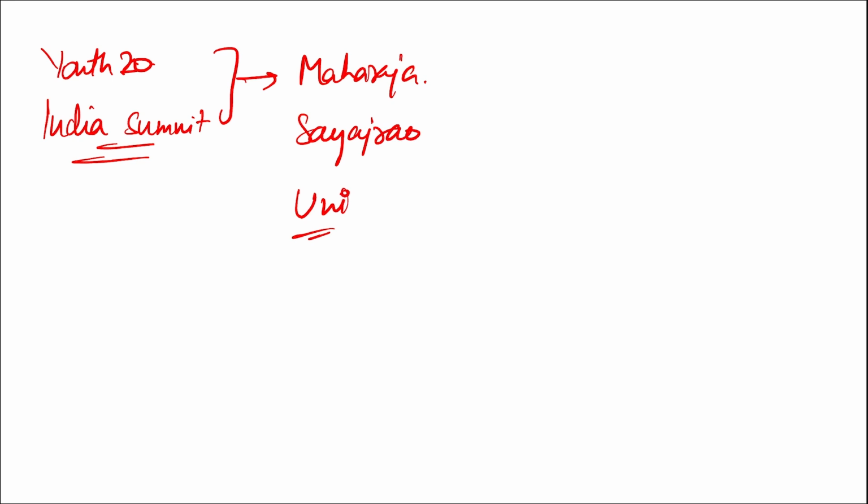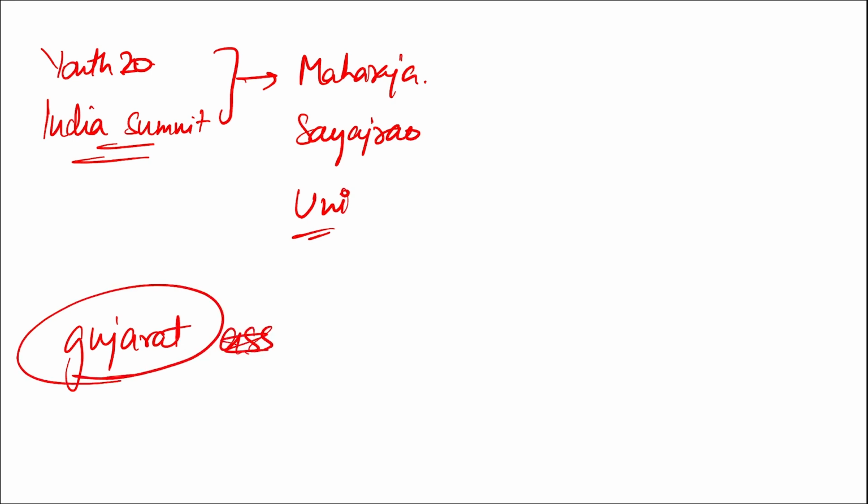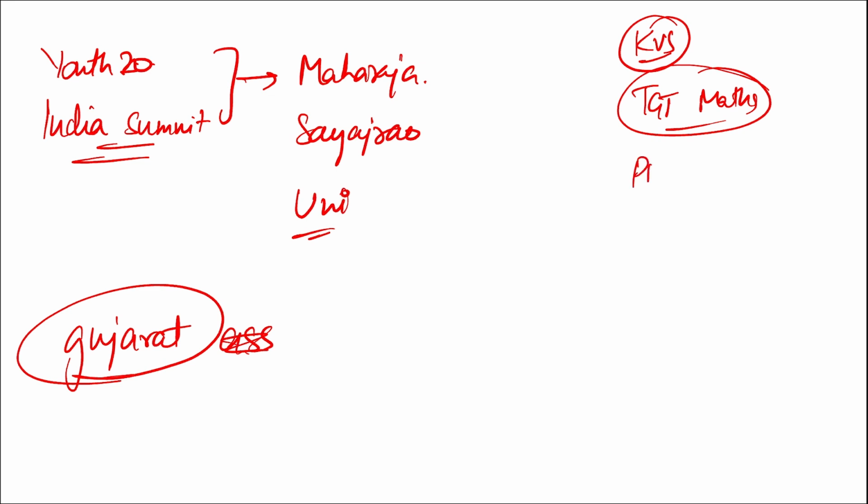Next, if I ask you, recently which assembly has passed a bill to stop paper leaks in recruitment exams? So it is the Gujarat Assembly, or the Gujarat government, that has recently brought a bill to stop the paper leaks going on in various recruitment exams. For example, recently the KVS TGT math paper was leaked. Even the KVS PRT exam was in the news because of a leak. There was a video leak showing a student doing multiple exams sitting from a remote location.